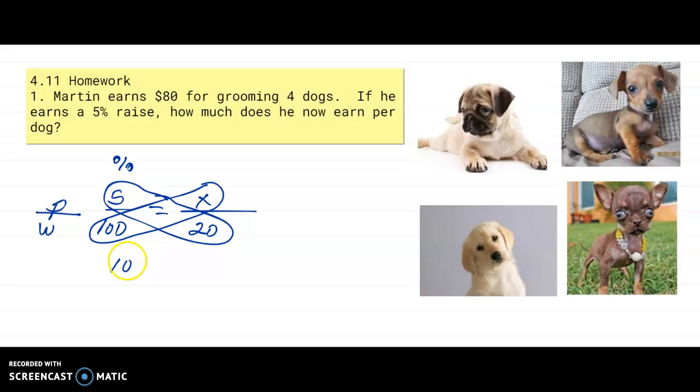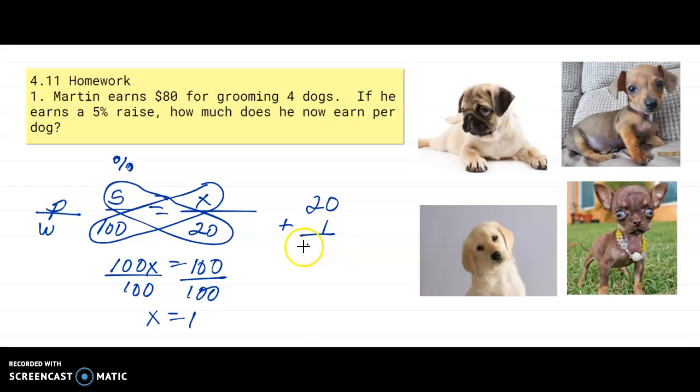I'm going to solve for x. So 100 times x is 100x equals 20 times 5. Well, 2 times 5 is 10, and I'm going to add that other 0 on. So I'm going to divide both sides by 100. X equals 1. That means he gets a $1 raise for each dog that he grooms. So he gets paid $20 for each dog that he grooms plus that $1 raise. That means that his new rate that he gets paid per dog is $21.